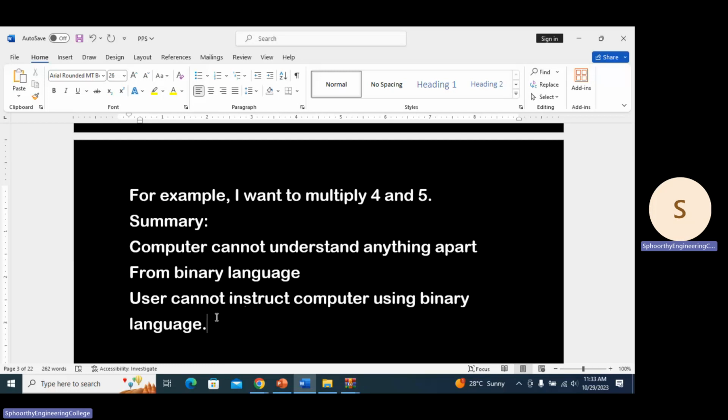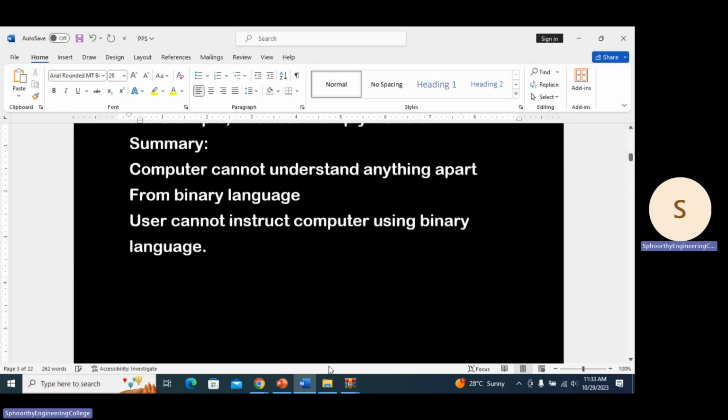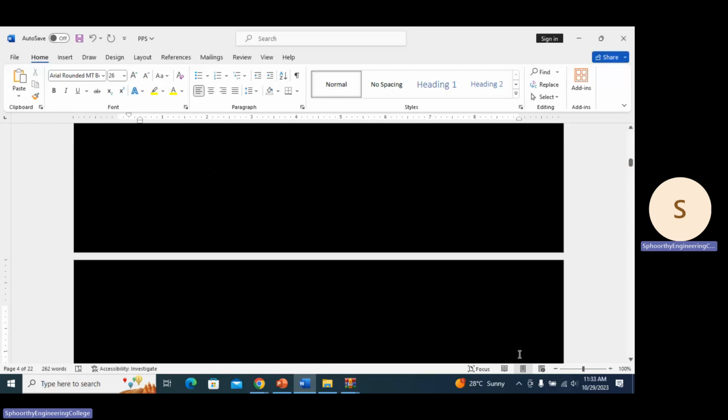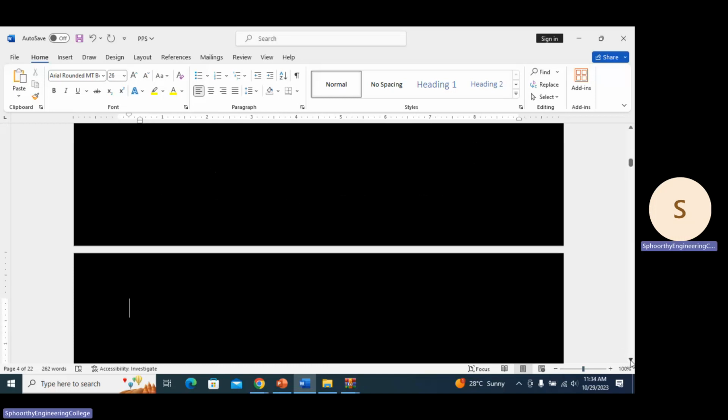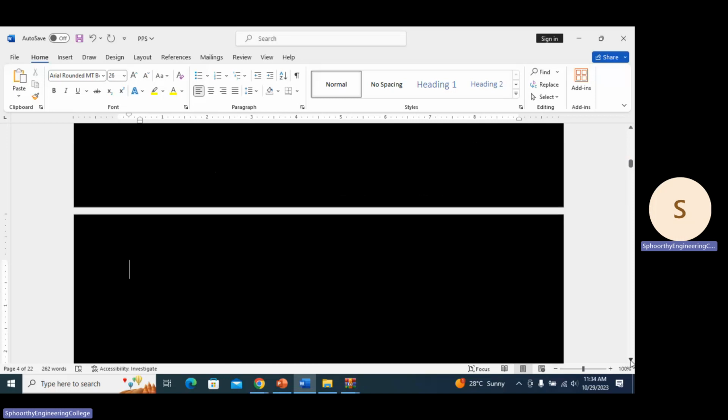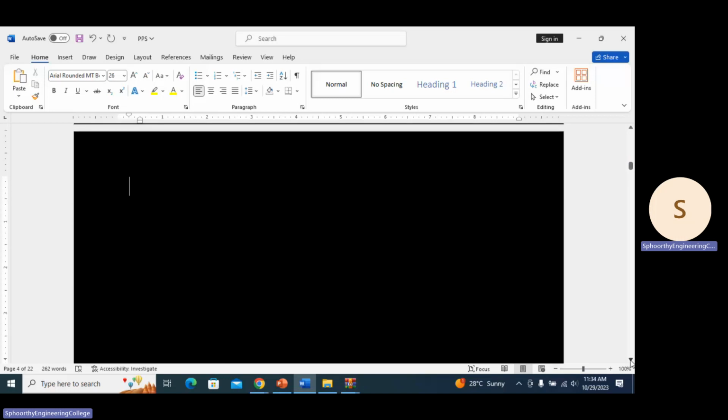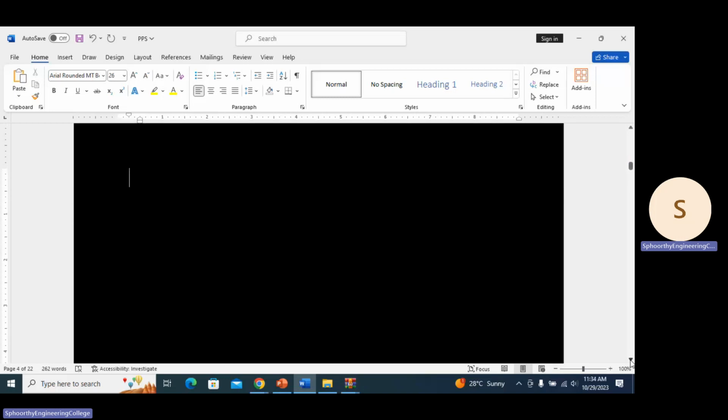To solve this problem, high level English like programming languages came into picture, right? So this is how programming languages evolved. Let us talk about evolution of programming languages. I hope you understood, first, what is the need for programming. Second, you understood why programming languages came into picture, right?